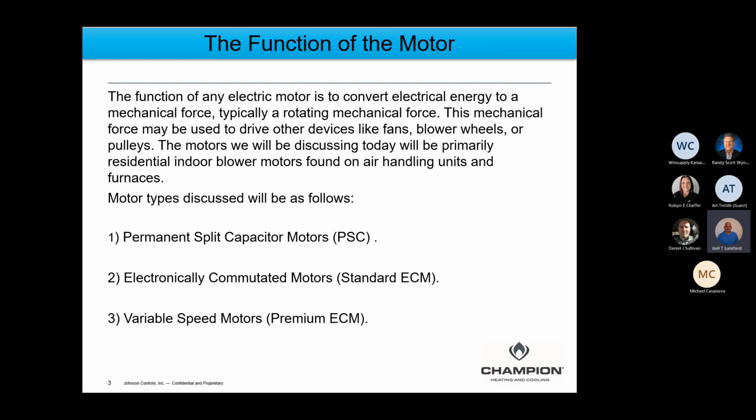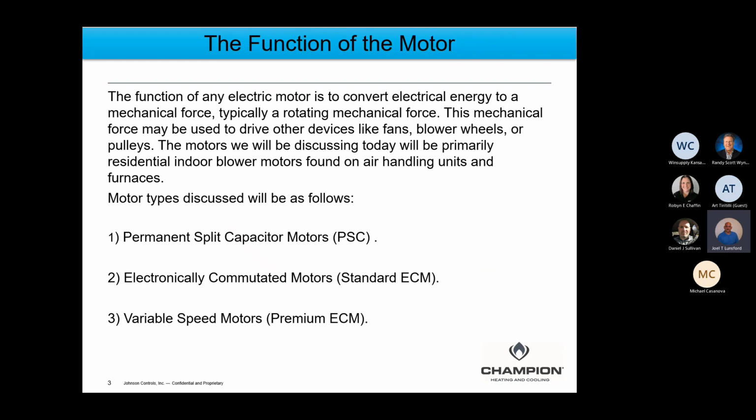Now, this mechanical force may be used to drive other devices like fans and blowers and blower wheels and pulleys and so on. And the motors we will be discussing today will be primarily residential indoor blower motors found on air handling units again, and furnaces. Now, the types of motors that we're going to be talking about today specifically will be a permanent split capacitor motor, which is pretty standard in the industry, and electronically commutated motors.